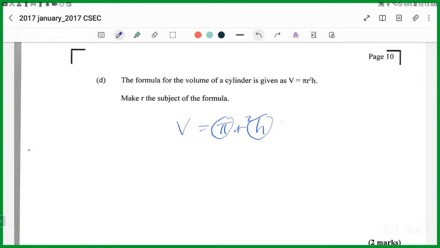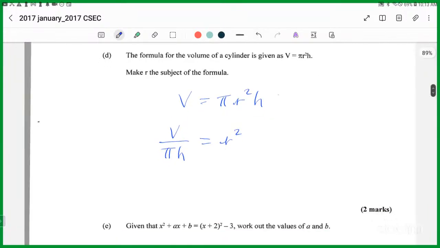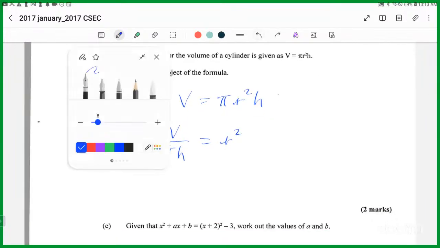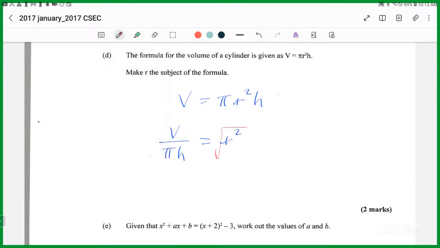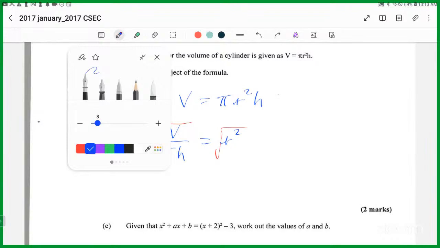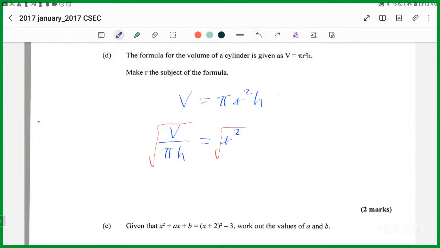So I'm going to first get V over pi times H equals R squared. Then to get rid of that square, you have to square root both sides. The inverse of square is the square root. And when you square root both sides, the square root wipes away that square. And so the result is that R is left by itself and will be the square root of V over pi H.